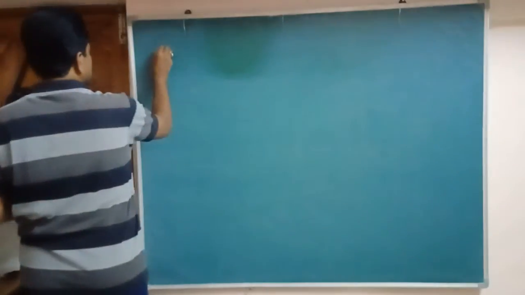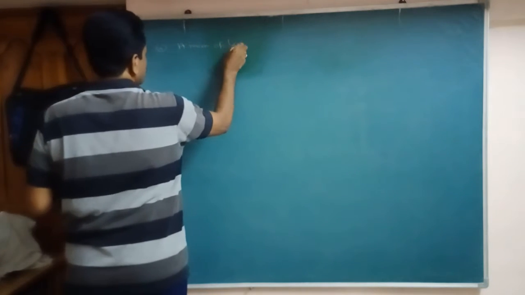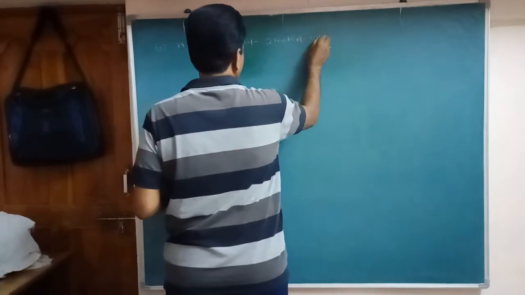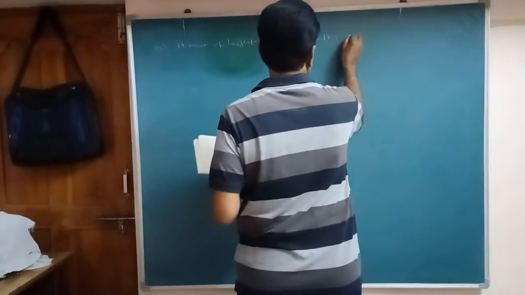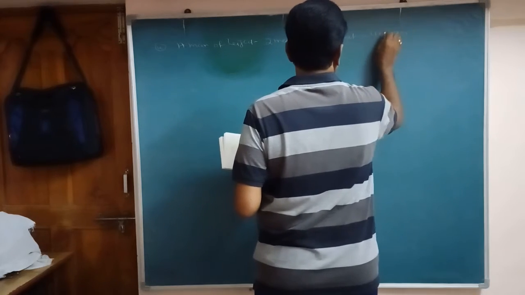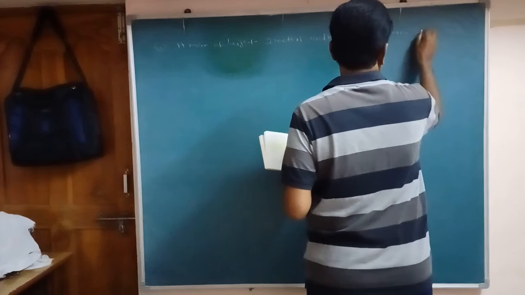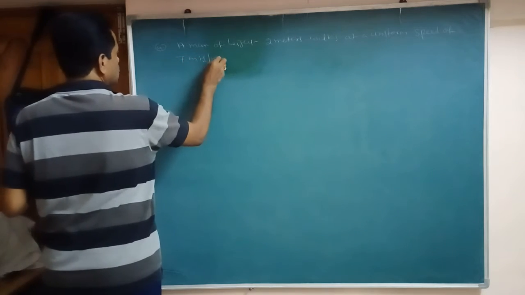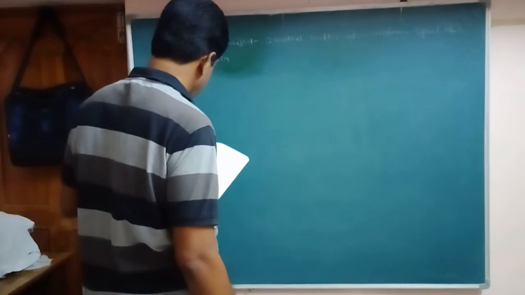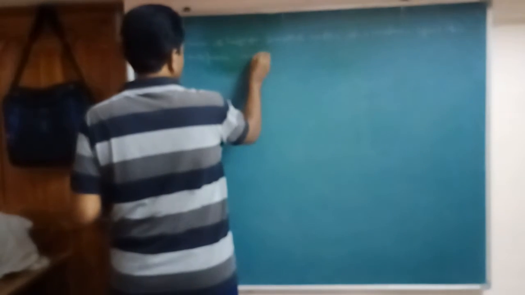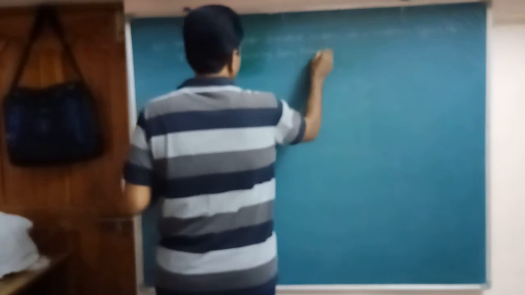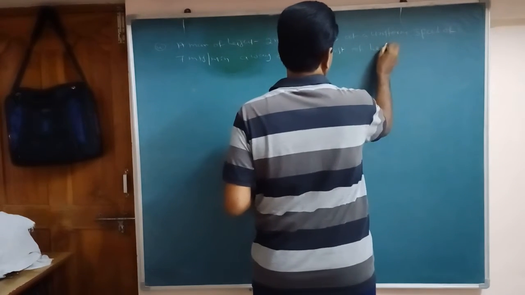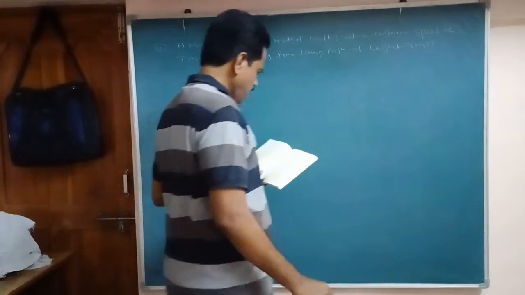A man of height 2 meters walks at a uniform speed of 7 meters per minute away from a lamp post of height 9 meters.